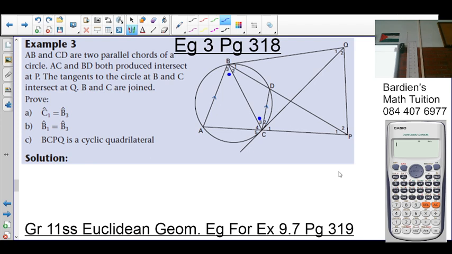Then we are told that AC and BD are both produced. What does produce mean? Extending. Both produced to intersect at P. Where's P here? So we have BD and AC both intersecting there. What does intersect mean? Crossing or cutting. Okay. The tangent to the circle at B and C.